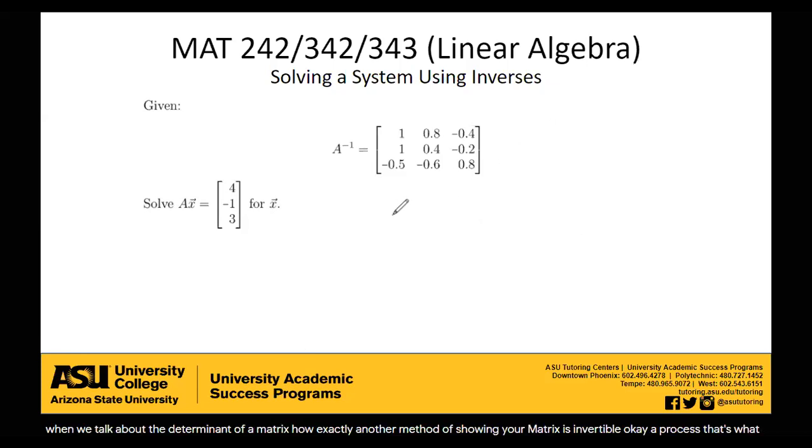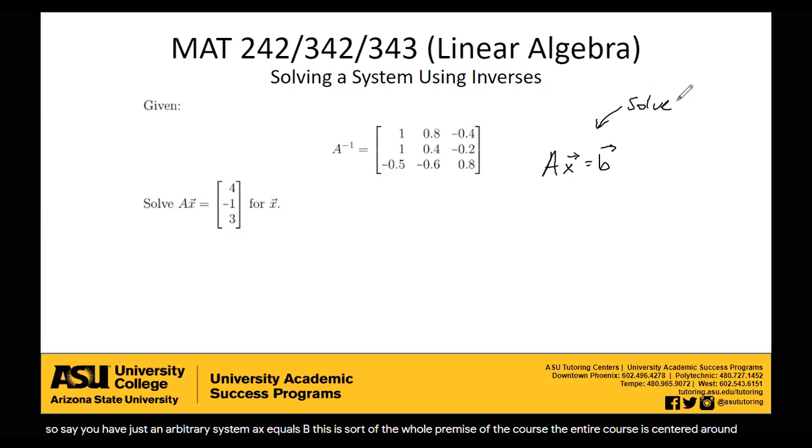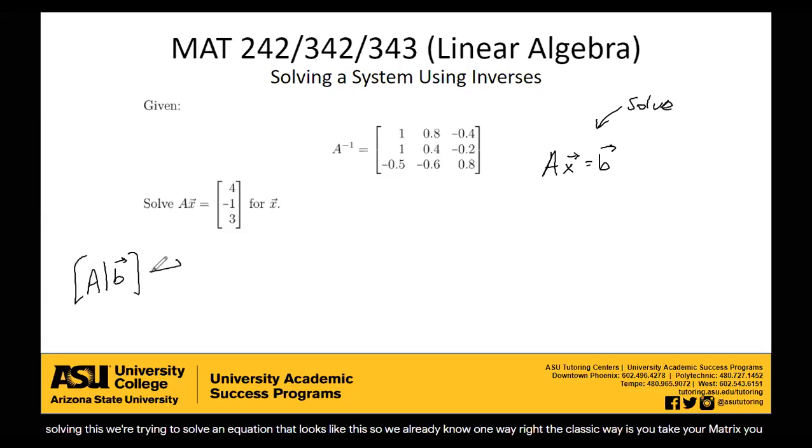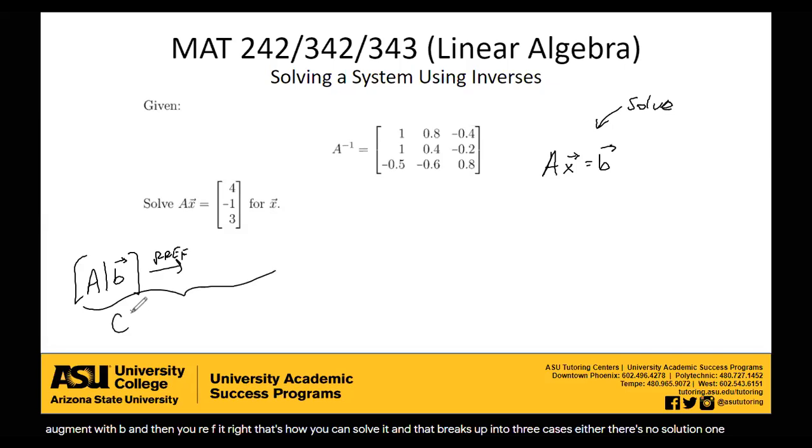Now we're going to be applying that concept. We're going to be using inverses to solve systems of equations. So say you have just an arbitrary system, AX equals B. This is sort of the whole premise of the course. The entire course is centered around solving this. You're trying to solve an equation that looks like this. So we already know one way, right? The classic way is you take your matrix, you augment with B, and then you RREF it. That's how you can solve it, and that breaks up into three cases. Either there's no solution, one solution, or infinitely many. So this is sort of like the classic way of solving your system.